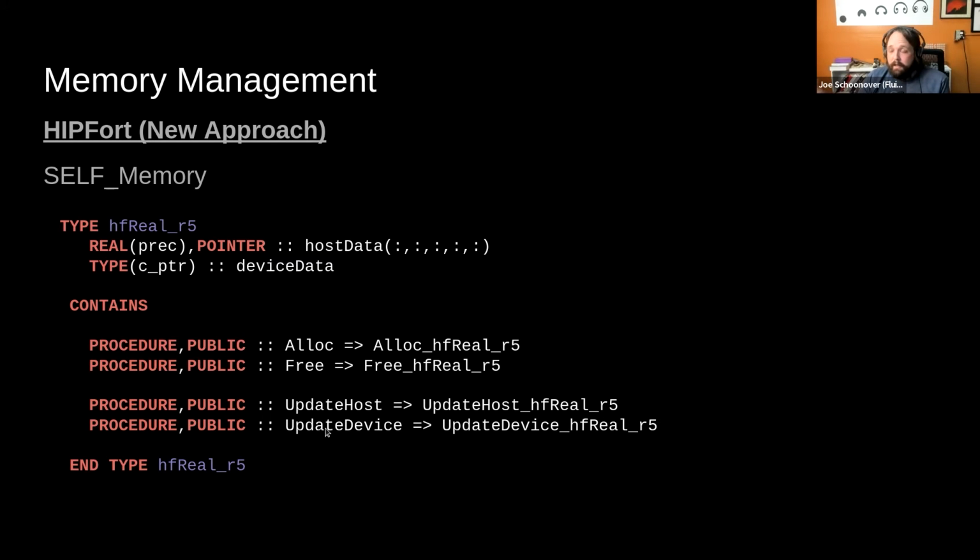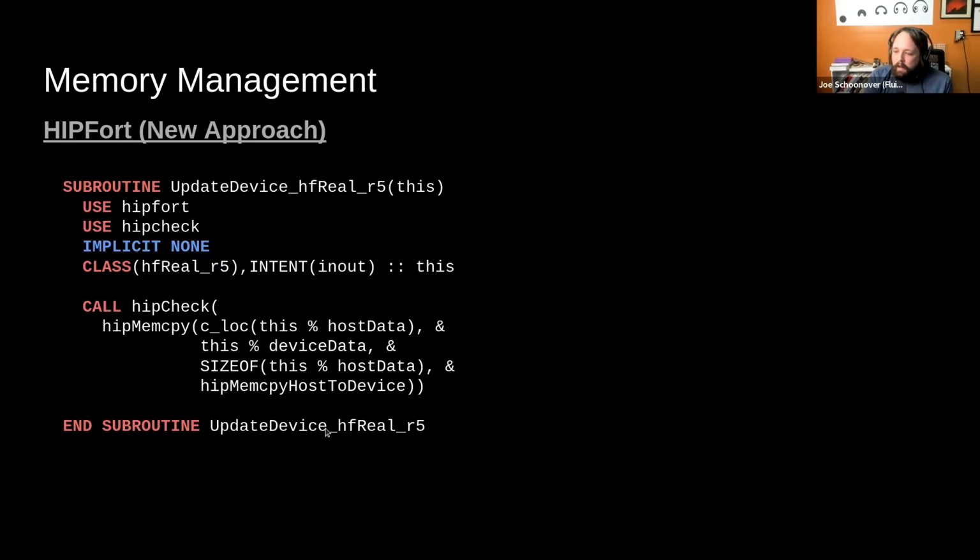The alloc routine uses some of the HIPFort API calls to check to see if you have a GPU available. If you do, then it allocates space for that device array. And same thing with update host and update device. Everything's wrapped in a conditional that says, if GPU available, then do these operations. That way I can build one binary in the end, and someone can make use of this particular class. So here's an example of what that update device looks like.